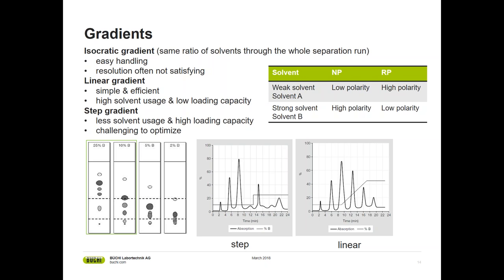But in most cases, you need to change the solvent polarity during a run for an optimal separation. And this means you start with a weak solvent and increase either stepwise or linear-wise the concentration of solvent B, the strong one. The linear gradient is simple and efficient, but on the other hand, if you compare it with the step gradient, solvent usage is rather high and the loading capacity rather low. But clearly, a step gradient is challenging in optimization. Now, which percentage of your solvents you exactly need to go for can also be screened via TLC by just testing different ratios of the solvents.